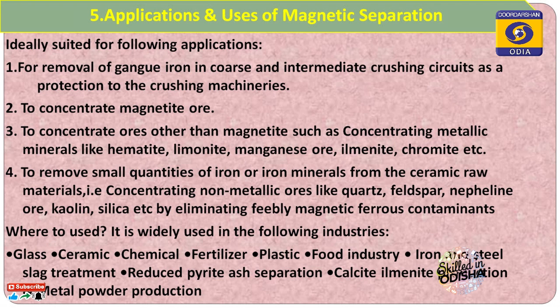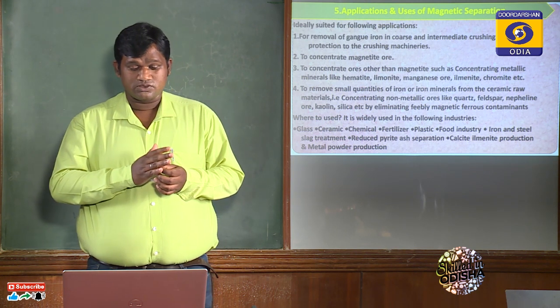Also, broadly we can use it in iron and steel slag treatment or the iron industry. And also we can use it for reduced pyrite ash separation. Also we can use it for calcite and ilmenite production, and also for metal production, and others, etc.